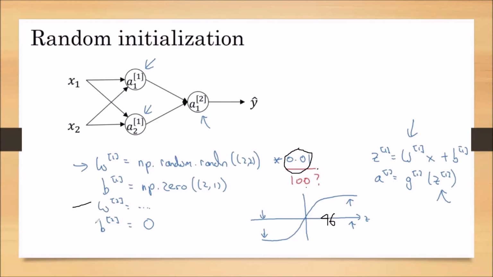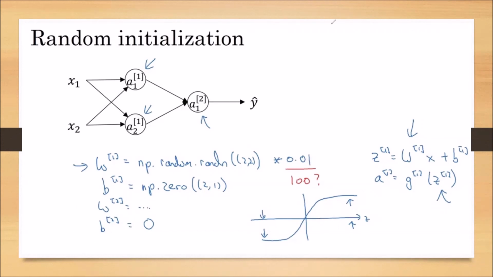Now again, for W2 and b2, the same process we will perform. np.random.randn. The W2 matrix size is 1 row and 2 columns, so this time we will write 1 comma 2. We will initialize np.random.randn(1, 2) times 0.01. Similarly, b2 we will initialize with zeros.